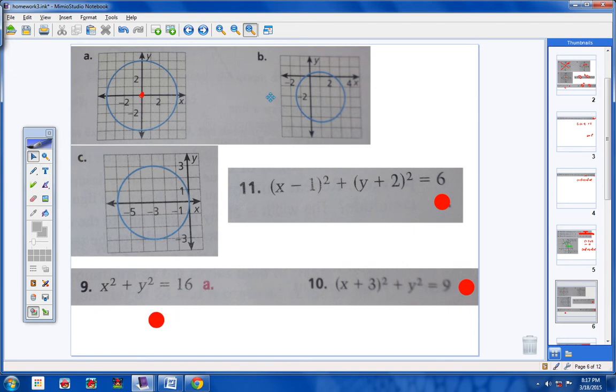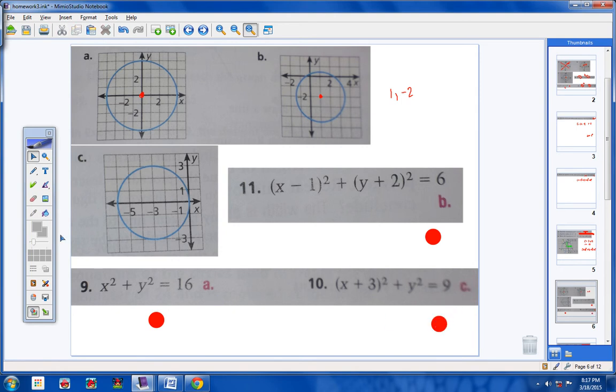Now, if you'll look here at letter B, the center of the circle is right here. That's over 1 and down 2. So the center is 1, -2. So we're looking for an equation that has a -1 and a +2, and here it is right here. So letter B would definitely go along with number 11. So obviously number 10 is C.